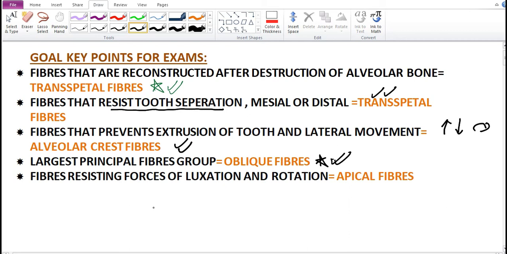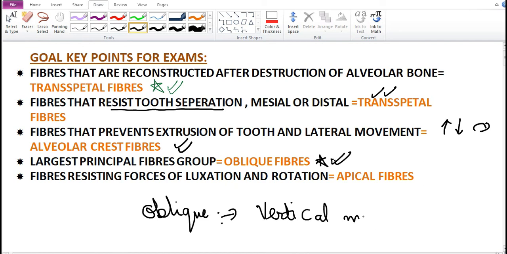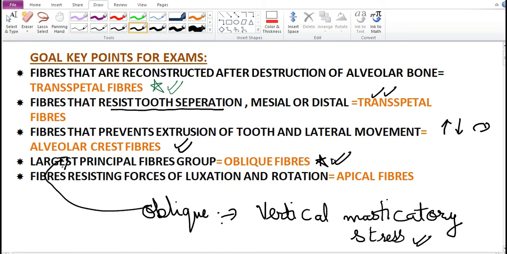So oblique fibers bear the vertical masticatory forces. They bear the vertical masticatory stress and transfer them into tension on the alveolar bone. They are the largest group of the principal fibers. The fibers resisting the forces of luxation and rotation are the apical fibers.